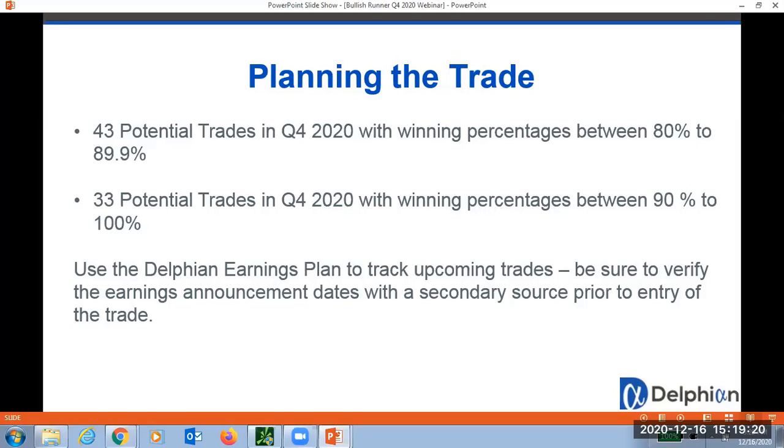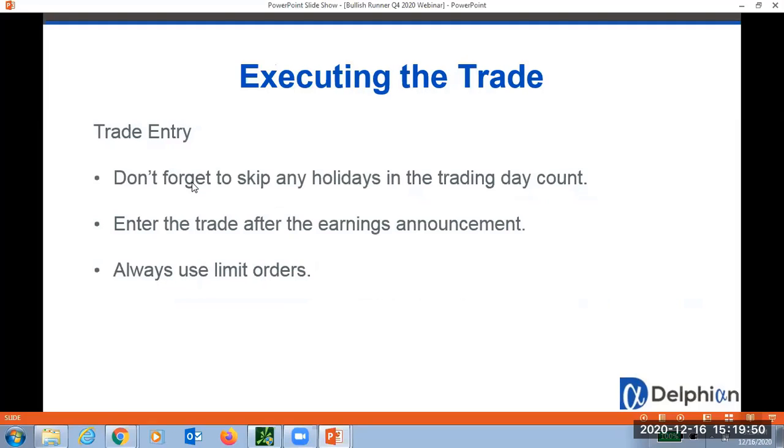For these trades here, we're looking at 43 potential trades in the Q4 plan that have an 80% to 89% win rate. And then there are 33 potential trades with win percentages above 90%. So you can see that, similar to the bullish pre-runner, this is probably a more popular one just based on the sample size that you have. And obviously the stock market being the way it has been in the past, moving higher. But you do have a pretty decent sample size with this strategy.